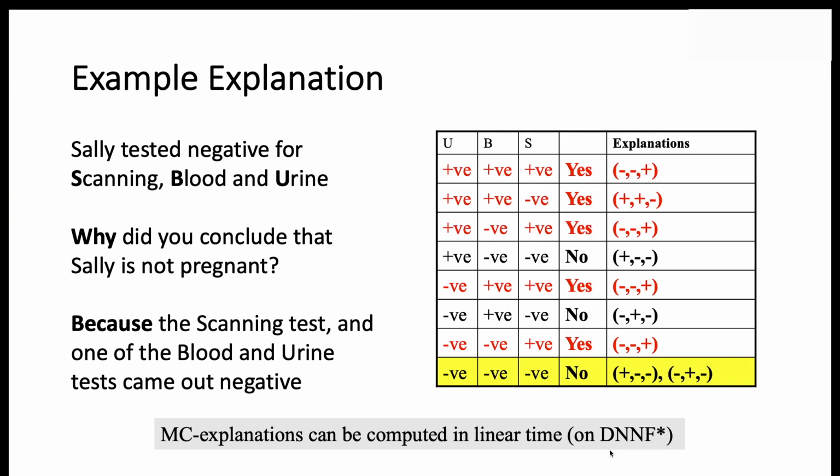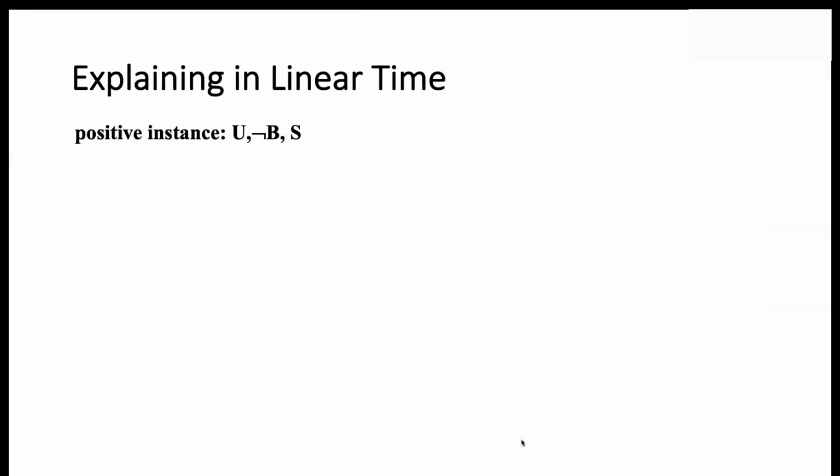And before I move on, let me just mention, while MC explanations can be computed in linear time on circuit types like DNNF and OBDDs, the other type of explanations we're going to get to later, which is in a sense more general, no, you cannot do it in linear time. The situation there is a little bit more involved, and we're going to get to this. So in a sense, while MC explanations are somewhat restricted in terms of their applicability, we can compute them more efficiently. Now, here's how we're going to do it.